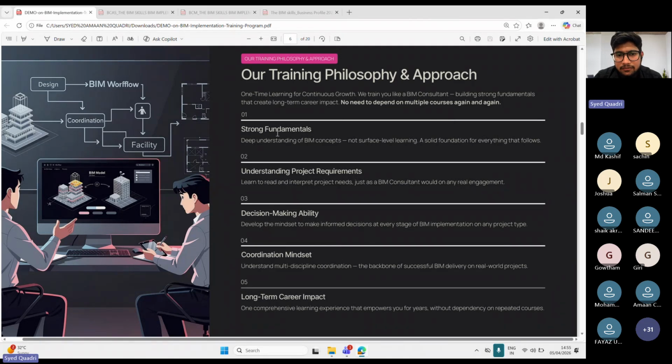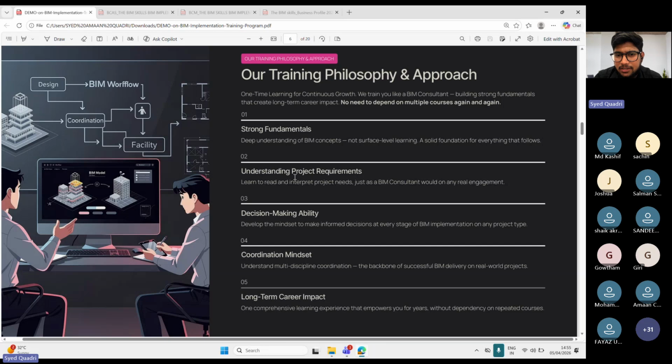So the first thing is strong fundamentals, a deep understanding of BIM concepts. We will not go for surface level learning. We will understand the depth. If we are going in depth, then each and every topic will be in detail, so you need to have much concentration. You need to practice.